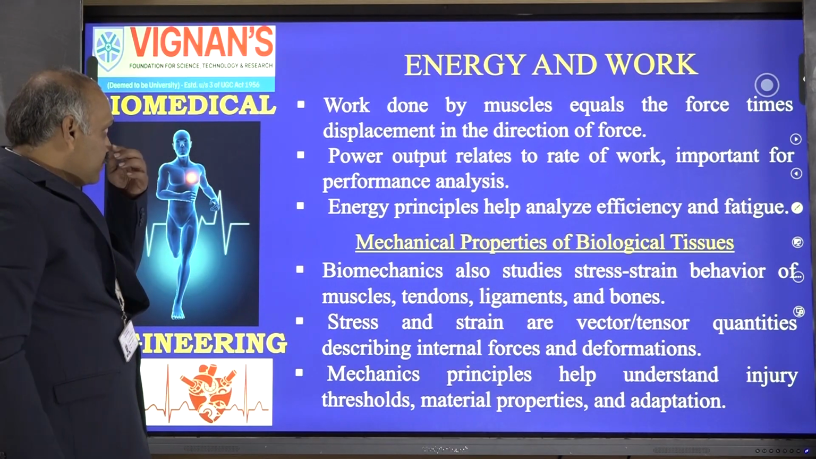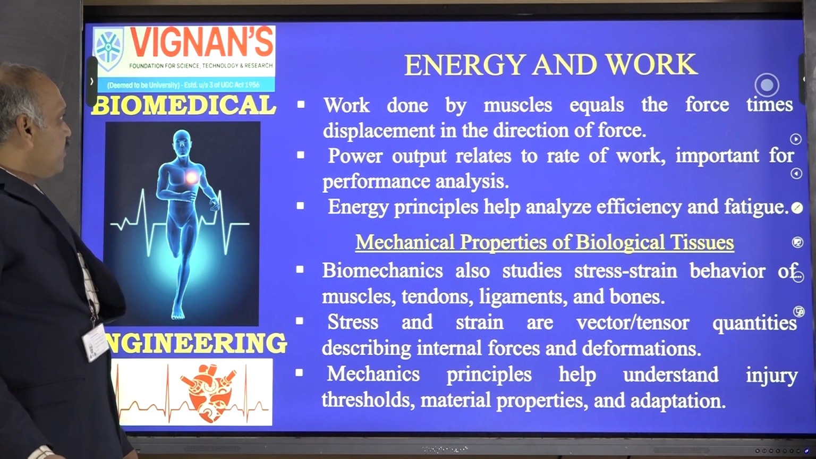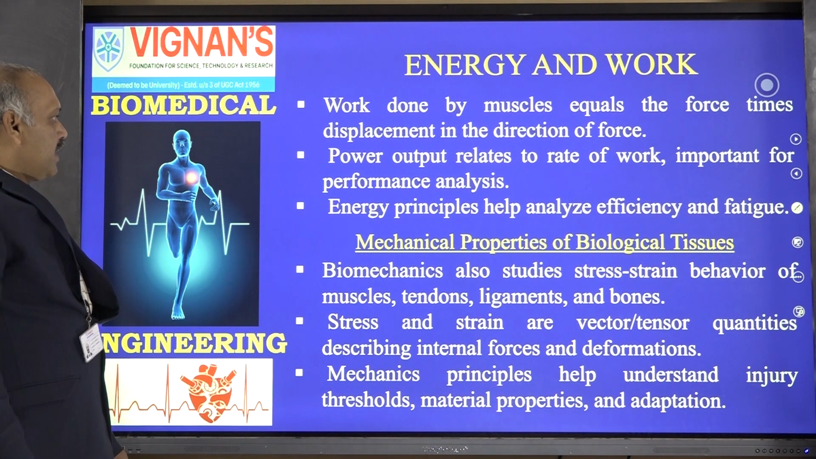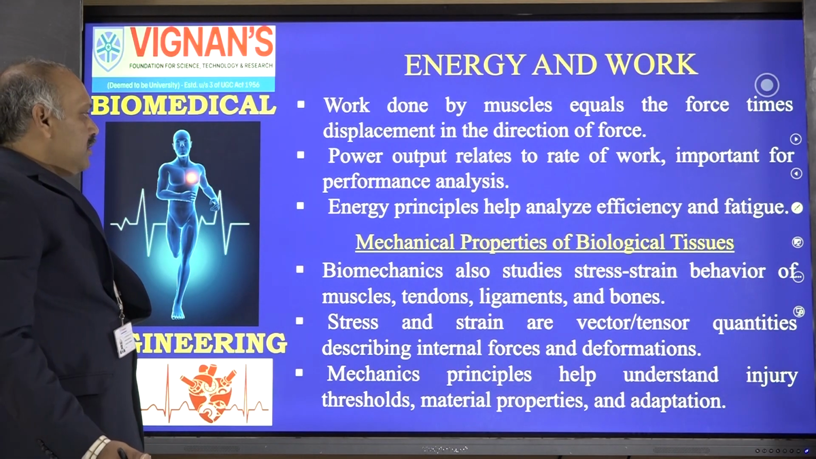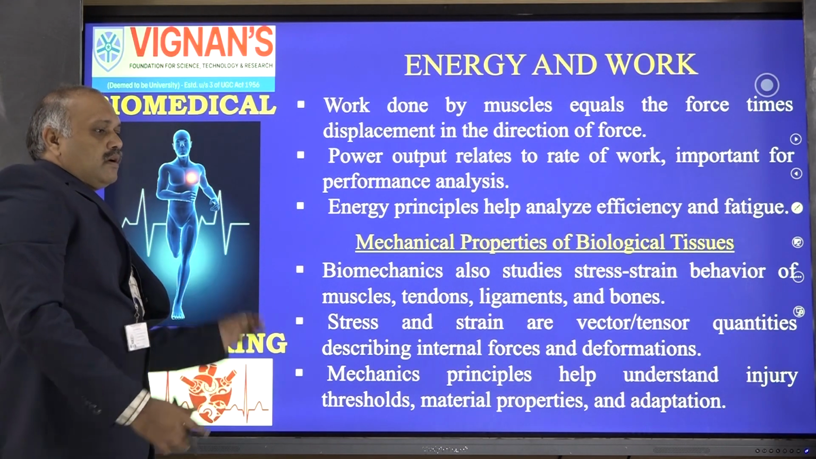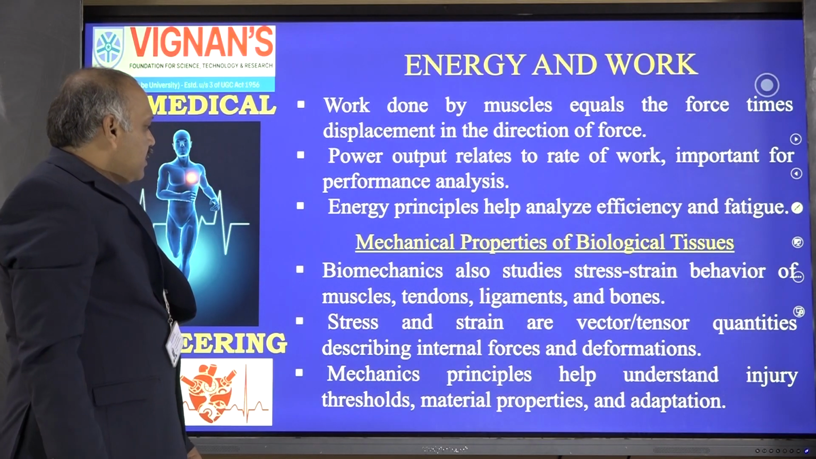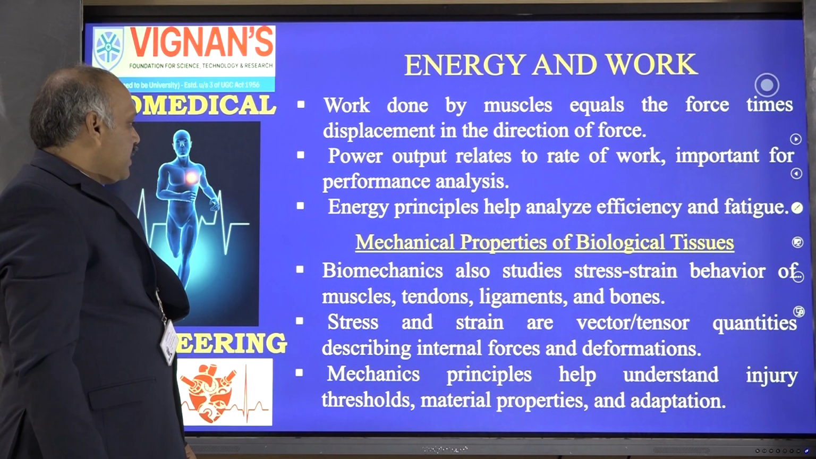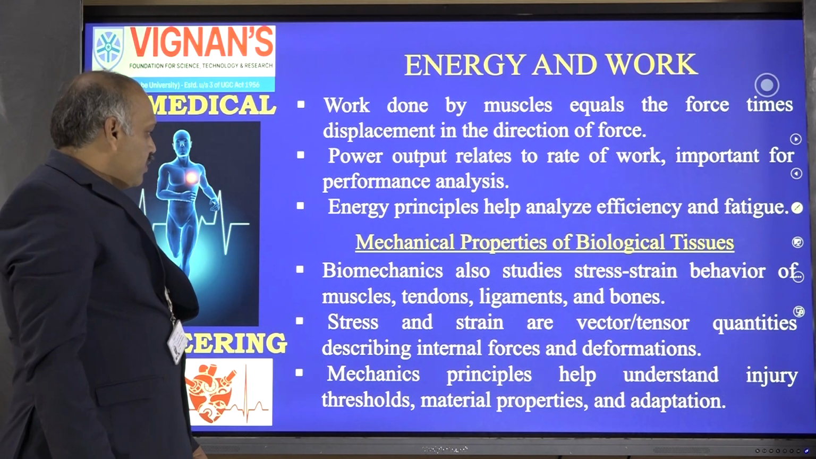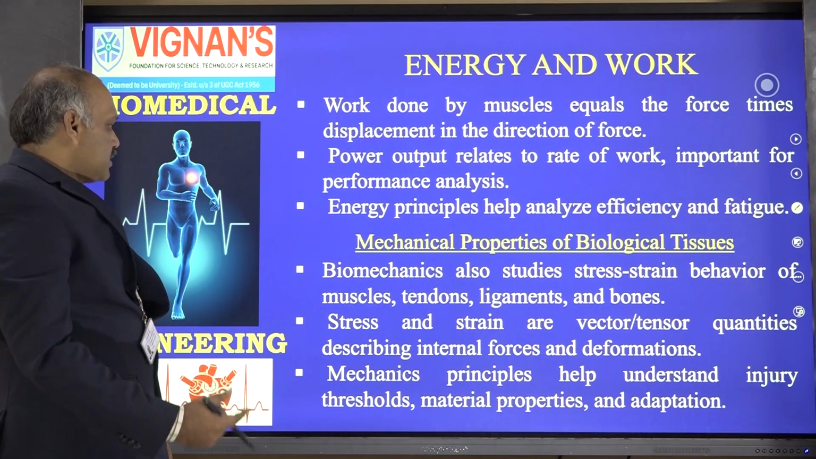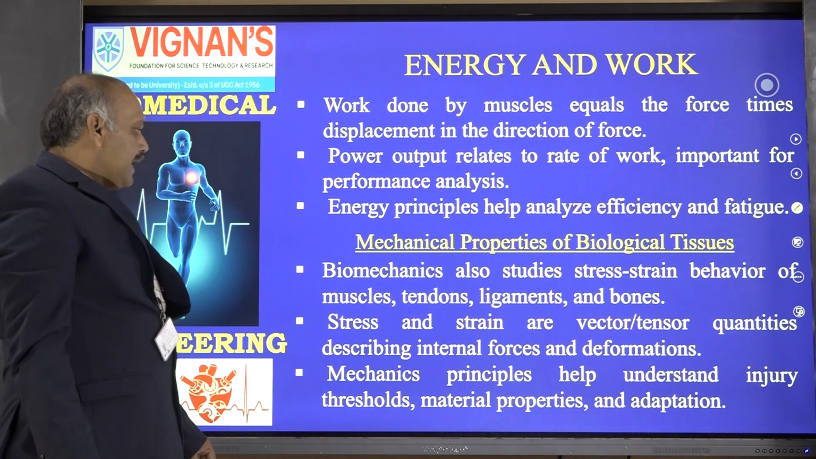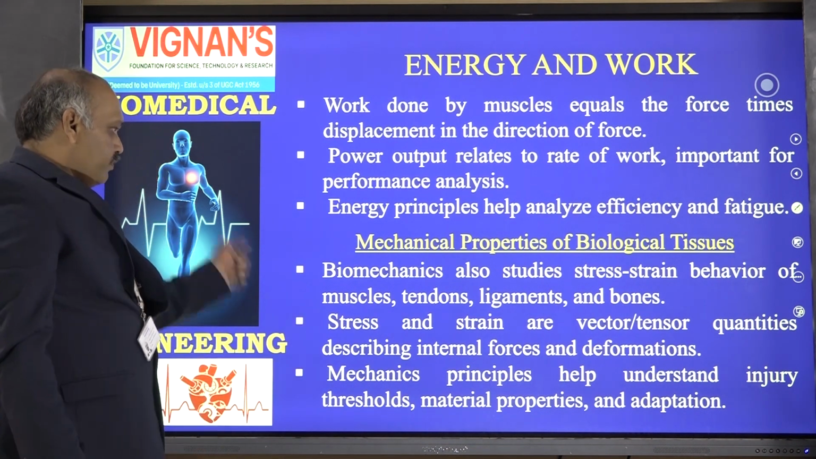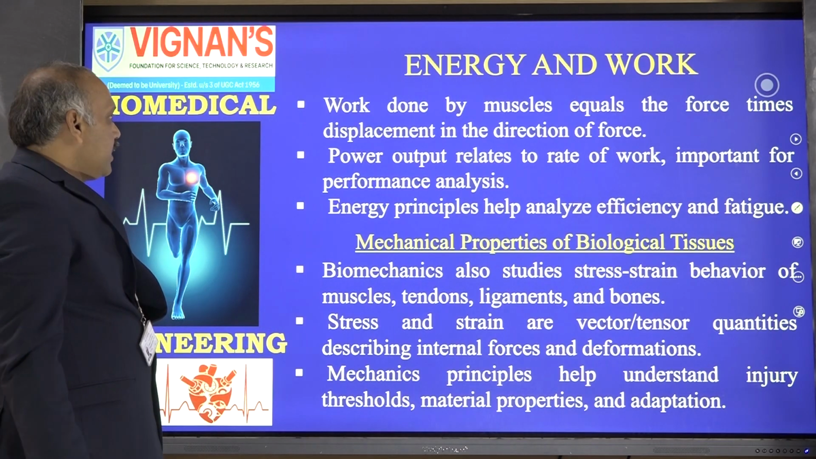So, energy and work: the work done by the muscles is equal to the force times displacement in the direction of the force, and power output relates to the rate of work. Energy principles help to analyze the efficiency, fatigue, and mechanical properties of biological tissues. Another concept in biomechanics is, so far we discussed solids and the mechanical principles we are using. Now we are coming into soft tissues like muscles, tendons, ligaments and bones. In this case we are going to talk about stress and strain, the vector or tensor quantities describing internal forces and deformations, and we use these mechanical principles to find injury thresholds, material properties and adaptation.